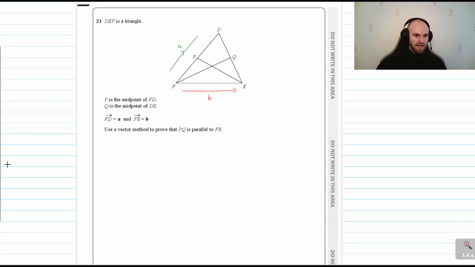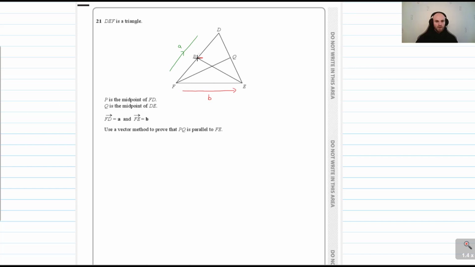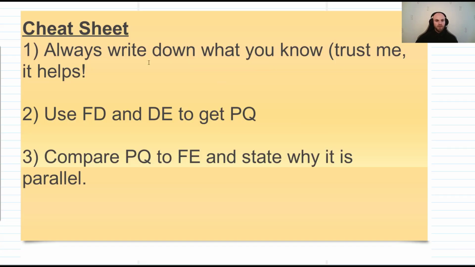So I'm just going to put those lines in. So PQ is parallel to FE. This one on the bottom, I'll put that in blue. This one here. Okay. Let's go to the cheat sheet. So I think with vector questions, they can be quite tricky. This one's not too bad, actually, but some of them can be really, really difficult.